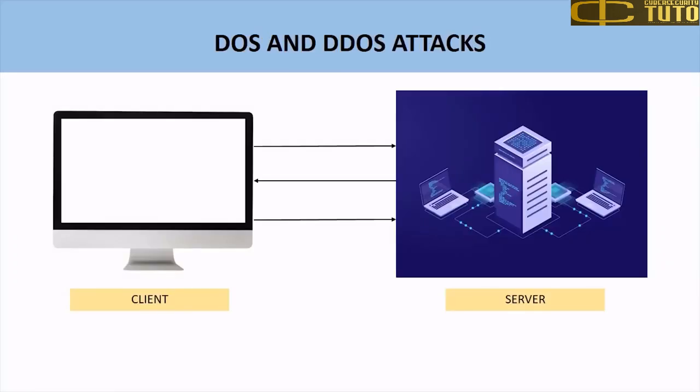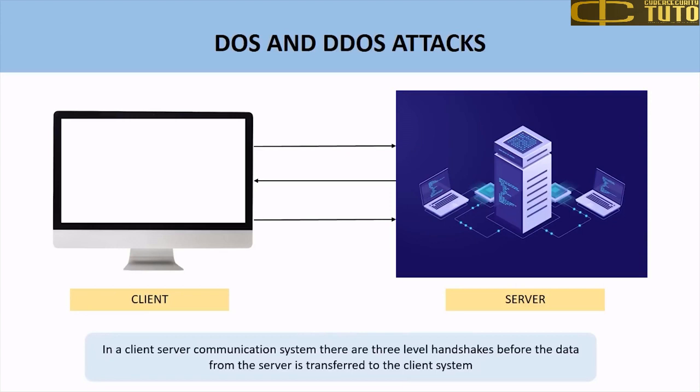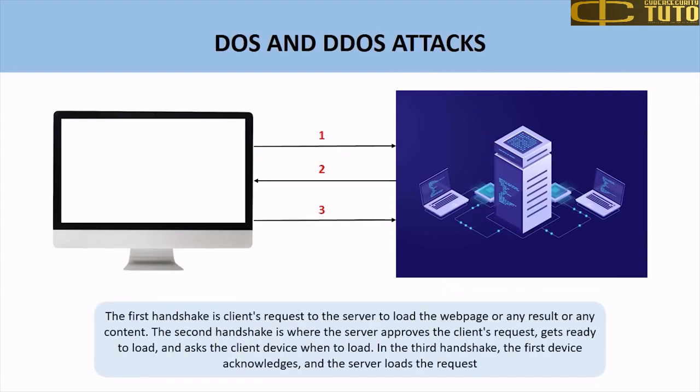We will now see and understand what DOS and DDoS cyber attacks are. In a client-server communication system, there are 3-level handshakes before the data from the server is transferred to the client system. The first handshake is the client's request to the server to load the web page or any result or any content. The second handshake is where the server approves the client's request, gets ready to load, and asks the client device when to load. In the third handshake, the client device acknowledges, and the server loads the request.